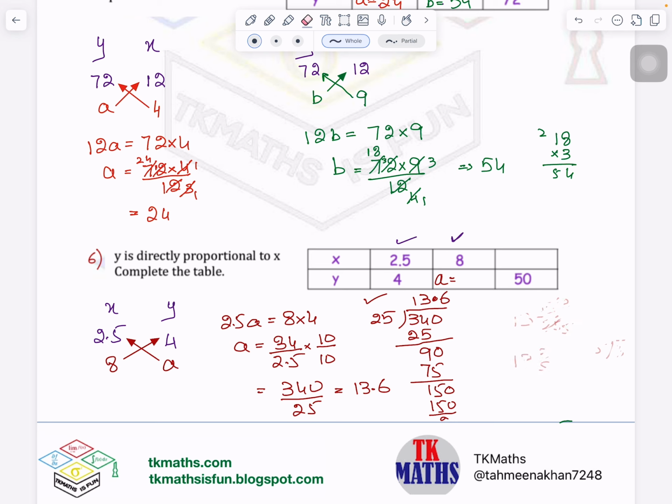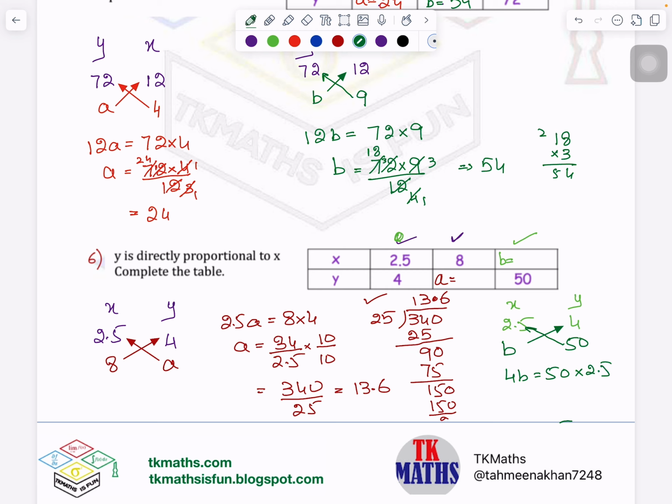Okay, now the last part of this where 50 is given. So for this part, again we will make use of this. It is x and y, right? X is 2.5, y is 4. Now I have to find out x. Let me call it b. And y is 50. Directly proportional, just cross multiply like this. So it will be 4b is equal to 50 times 2.5. So b is equal to 50 times 2.5 over 4.